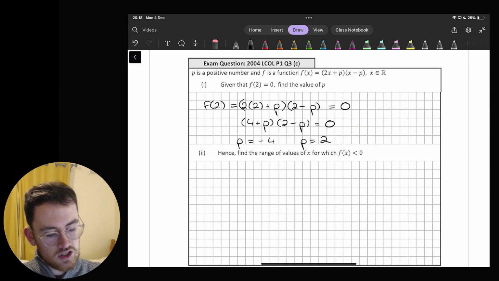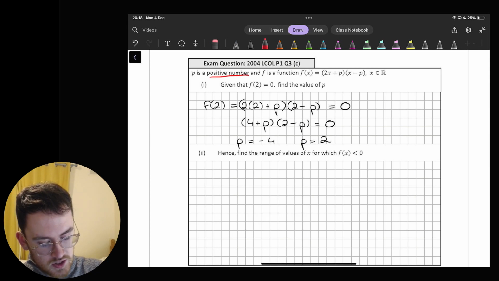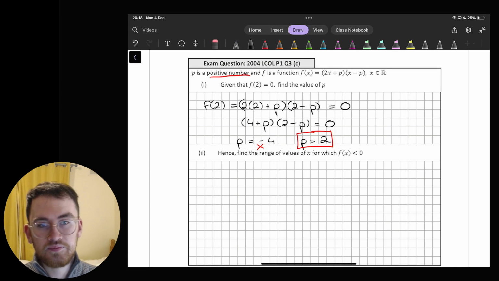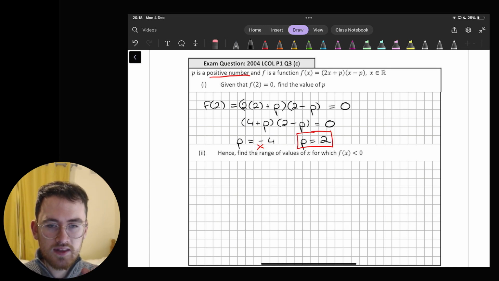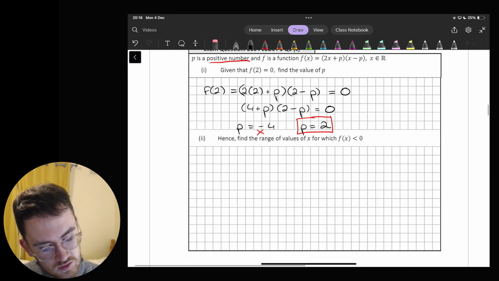Looking back at the question, they've told me p is positive, which means it's not allowed to be -4, and it must be 2. Okay, so again, the good trick there of making sure we read the question to make sure we're answering the question that we're given, not just giving two solutions, because in fact for this question p only had one possible value. Hence find the range of values for which f of x is less than 0.